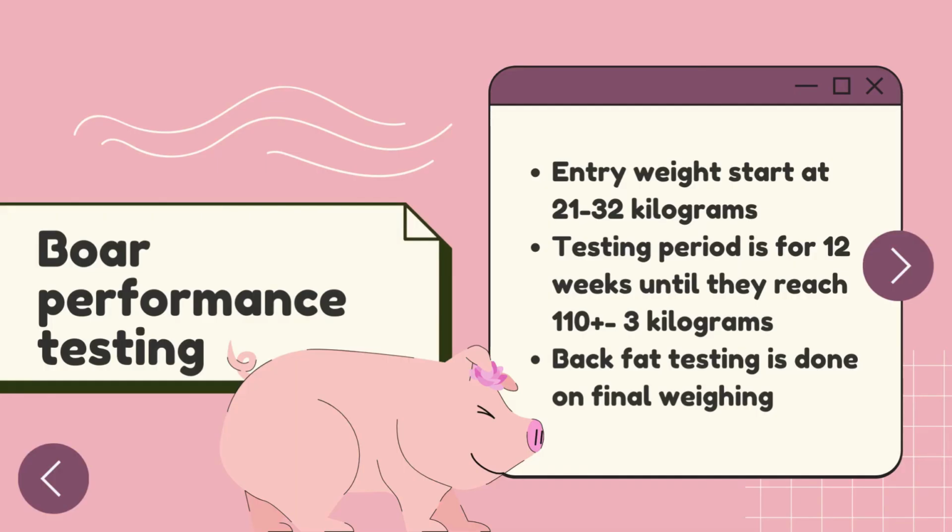For the boar performance testing, the entry weight starts at 21 to 32 kilograms, and the testing period is 12 weeks until they reach 110 plus or minus 3 kilograms. As for the back fat testing, it is done on the final weaning.